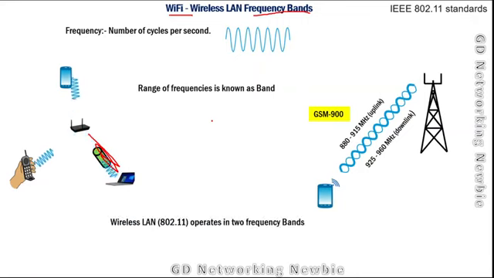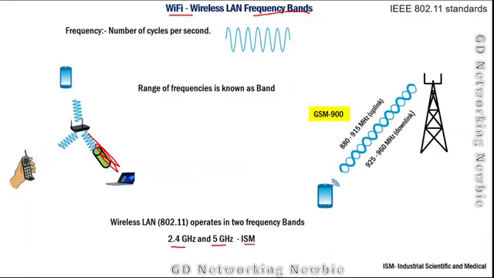Now, Wi-Fi or wireless LAN or the IEEE 802.11 standard operates in two frequency bands. One is 2.4 gigahertz and the second is 5 gigahertz, and they are collectively known as ISM bands. ISM stands for industrial, scientific and medical purpose. In addition to Wi-Fi devices, this ISM band is also used by other wireless technologies like cordless phones and Bluetooth devices.